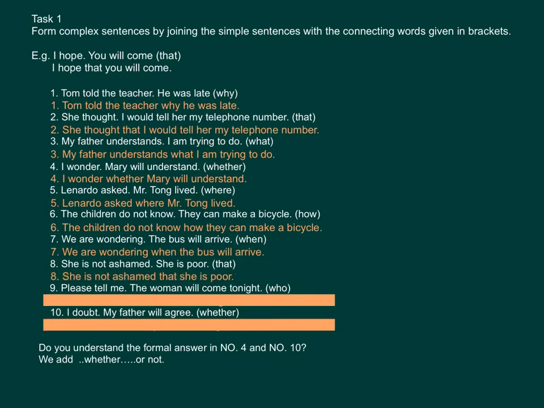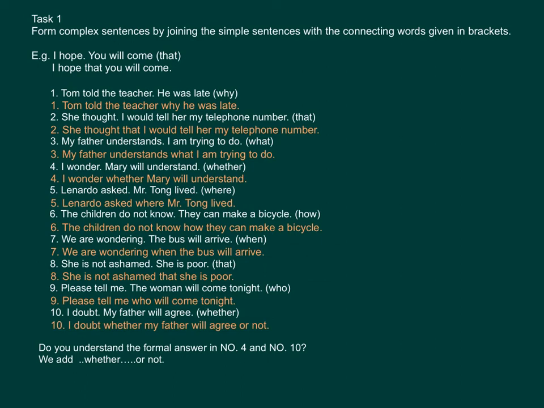For number 8. She is not ashamed that she is poor. Number 9. Please tell me who will come tonight. 喺呢句中，我哋唔可以加 the woman。For number 10, I doubt whether my father will agree or not.